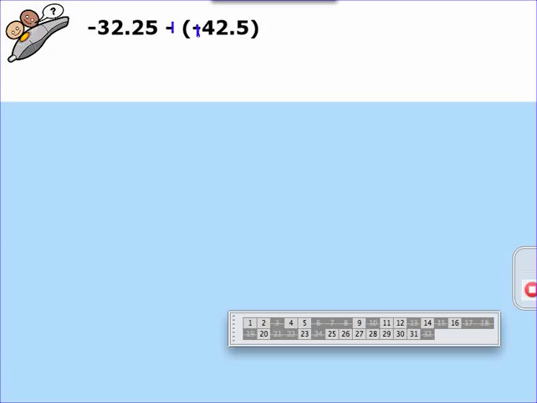I always do that. Whenever I see a minus sign, I change it to the opposite. And so this is really 32.25 plus 42.5. Okay, negative 32.25 plus 42.5.